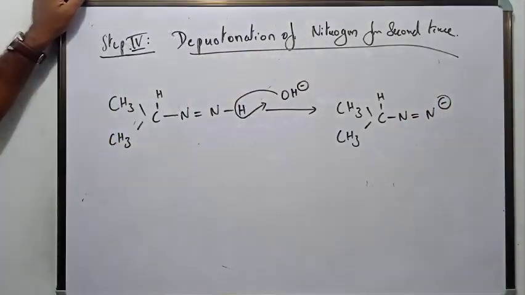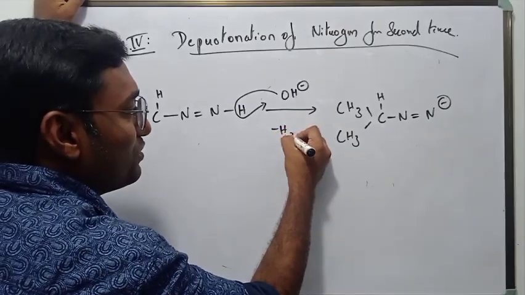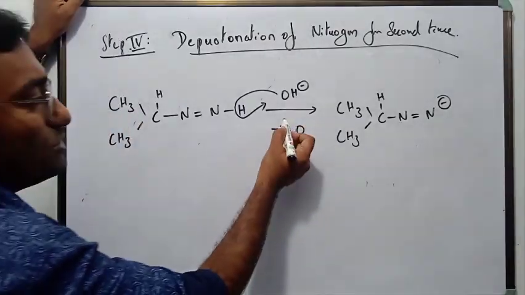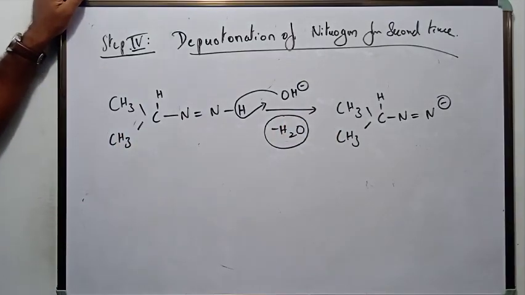Correct? When it knocks out an H, what would it become? It would become H2O. Please note this H2O, we are going to use it in step number 5. Fine. Now this is this thing.